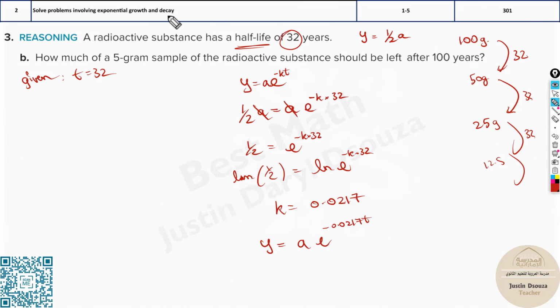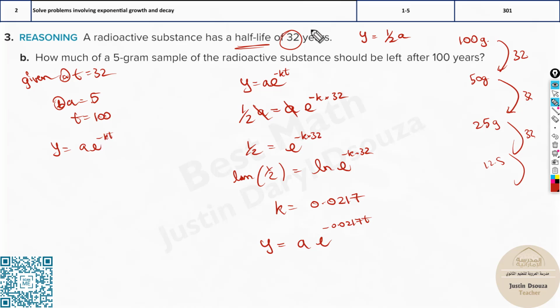Now, this is again very important. See, how much of a 5 gram sample of a radioactive substance should be left after 100 years? Initially you have 5 grams, that is the A value. After 100 years, t of 100 years, if you spend a time of 100 years, how much will remain? Now we will use the same formula, y equals a e to the power minus kt.